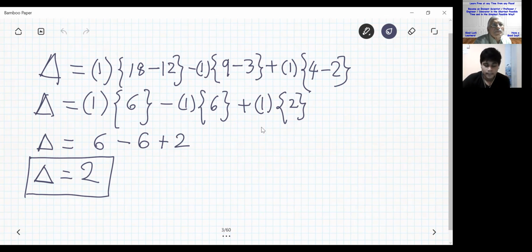So this you have to simplify. Next step, 18 minus 12 will be 6. So 1 into 6 will come. Minus 1 into 9 minus 3 you have to write there. Plus 1 into 4 minus 2 you have to write. So then 18 minus 12 is 6, then again 9 minus 3 is 6, and 4 minus 2 is 2. So then 1 into 6 will be 6, minus 1 into 6 will be minus 6, then plus 1 into 2 will be plus 2. So 6 and 6 cancel. So you will get 2. That is the value of the determinant.